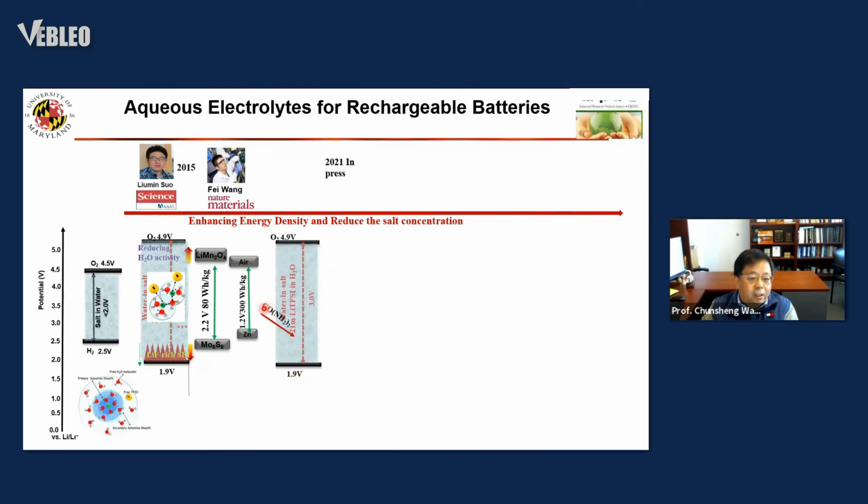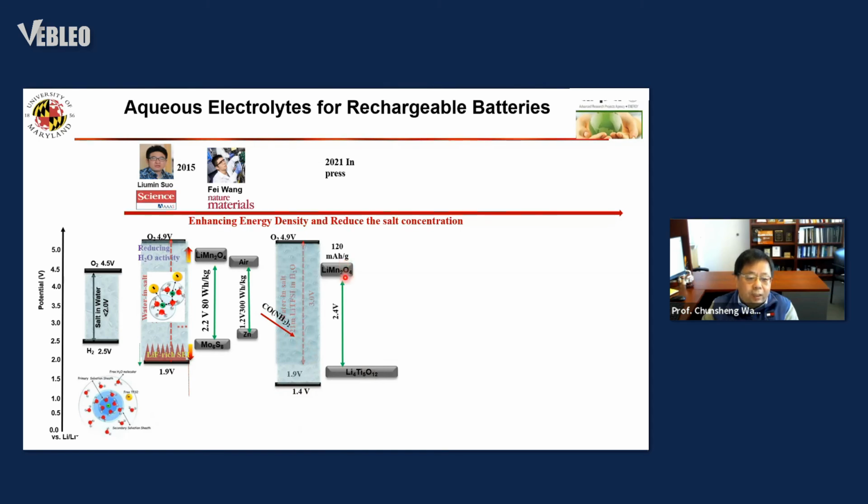Then we add cheaper urea. Urea is not flammable, and when we add it, we can reduce the concentration from 21 to 4 molar. And also, because they can form a eutectic with the water and TFSI, even if we increase the urea and reduce the concentration to 5 molar, the viscosity is still not high. We can reach the 1.4 potential.